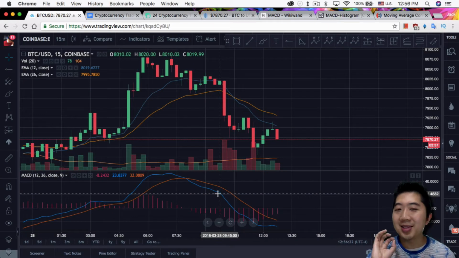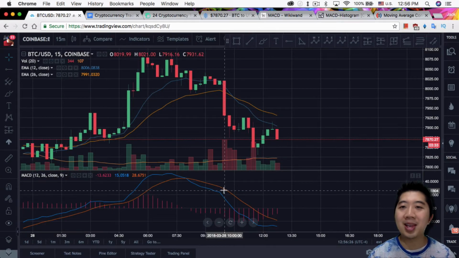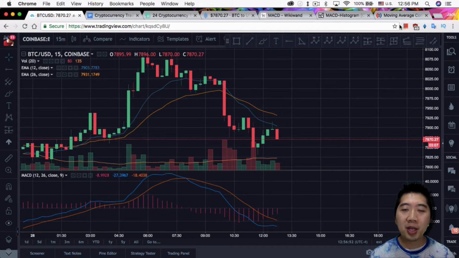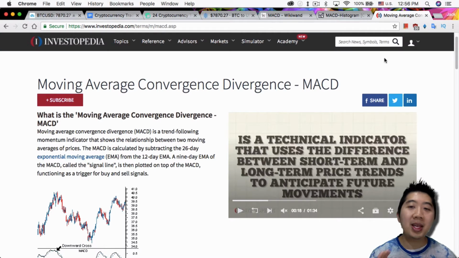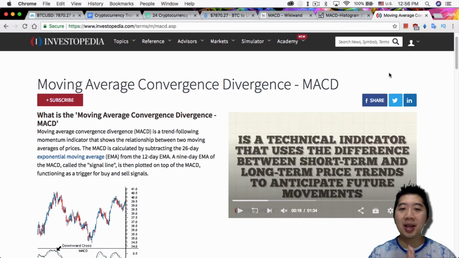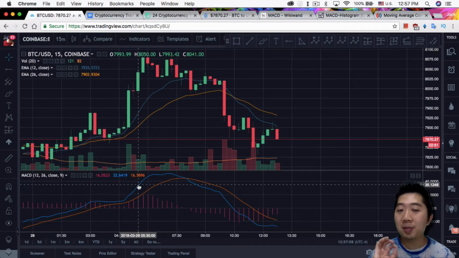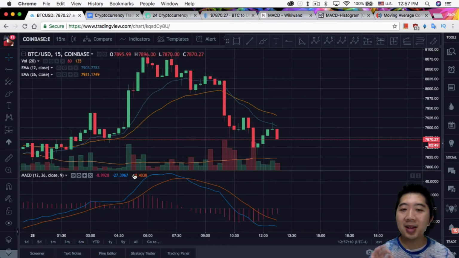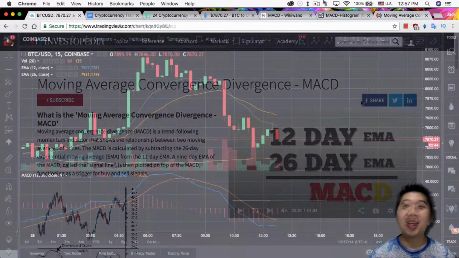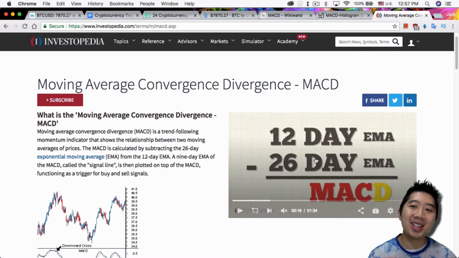This blue line is not the 12-day EMA, okay? And this orange line is not the 26-day EMA. So first thing I want to do is explain to you guys what these two lines are. And Investopedia has probably the best explanation of it. That blue line that you see right here is the MACD line. But that MACD line is not just a 12-day or 26-day EMA. It's actually the 12-day minus the 26-day.